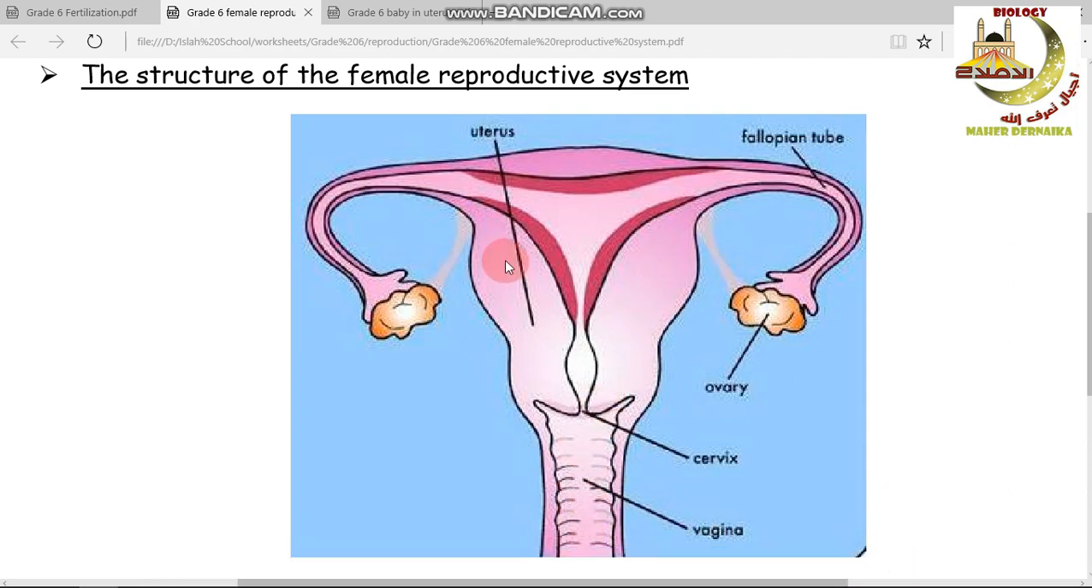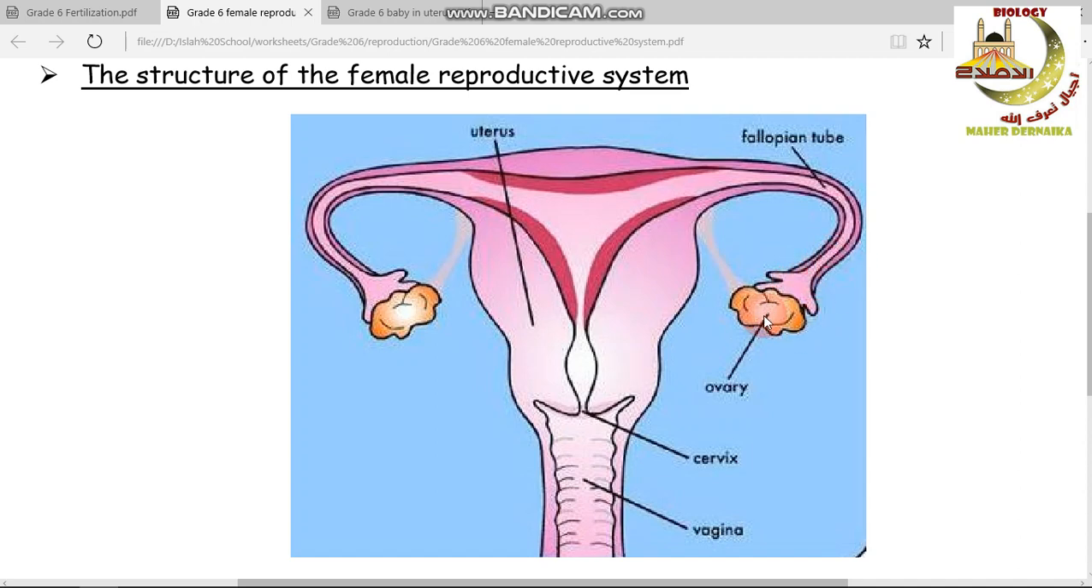Okay, so what is the role of each part here? This is the ovary. We know that the ovary in the endocrine system is important to secrete and produce hormones, right? Estrogen hormone, which is very important for puberty. But it also has another role, which is to produce and secrete ovum cells, to produce egg cells here into the fallopian tube.